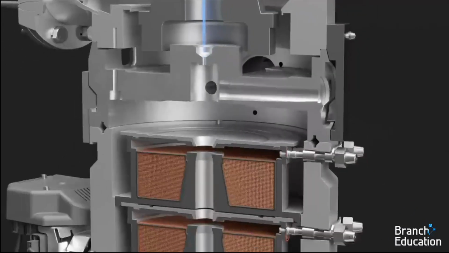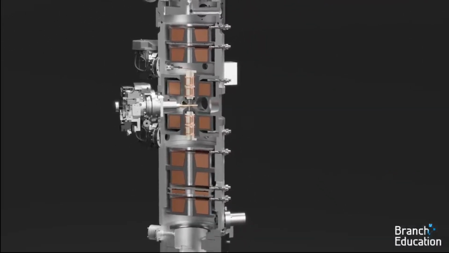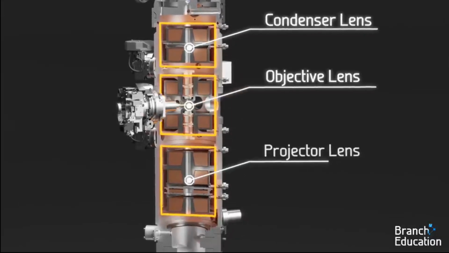Now that we have a beam of electrons, we'll explore the magnetic lenses, of which there are essentially three sets: the condenser, the objective, and the projector.